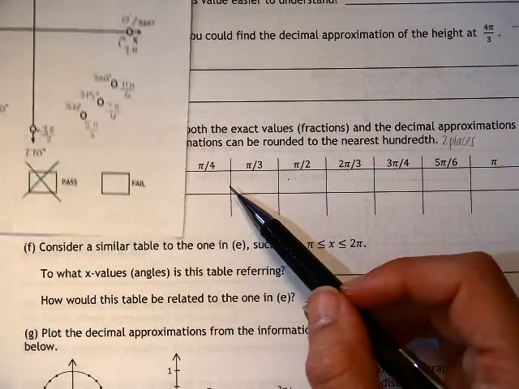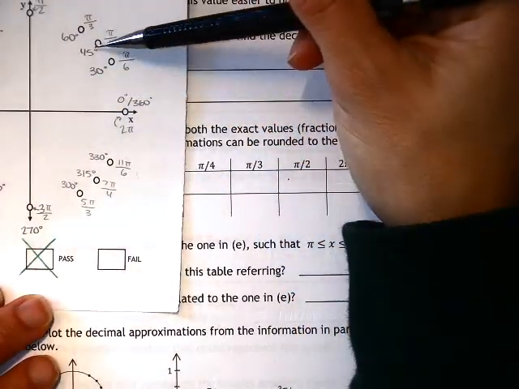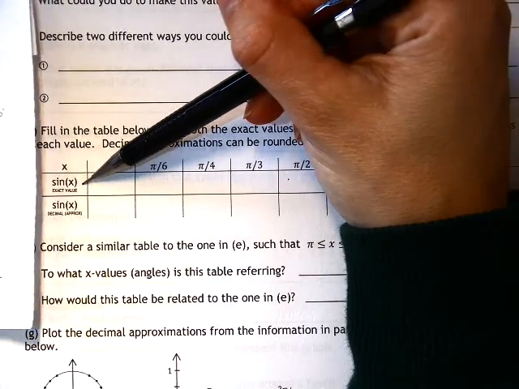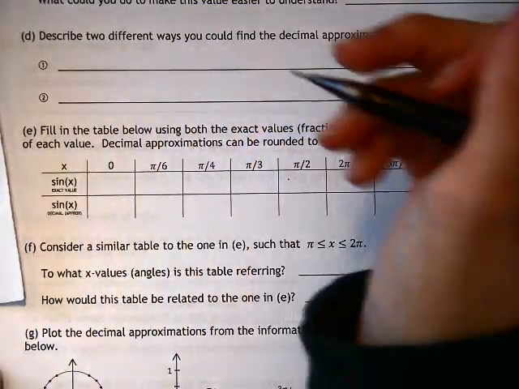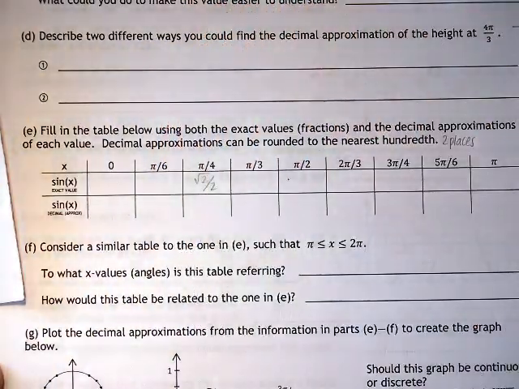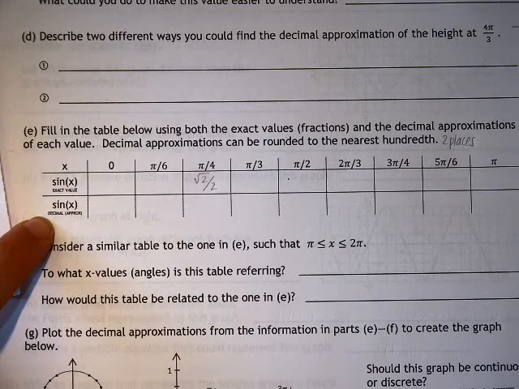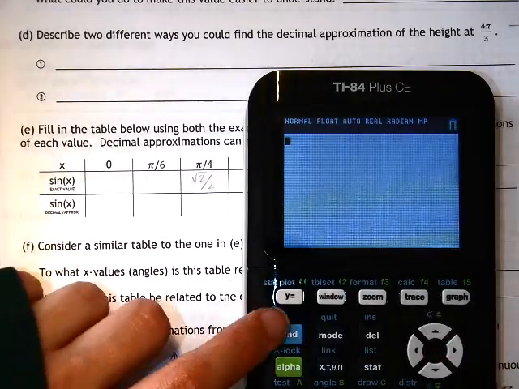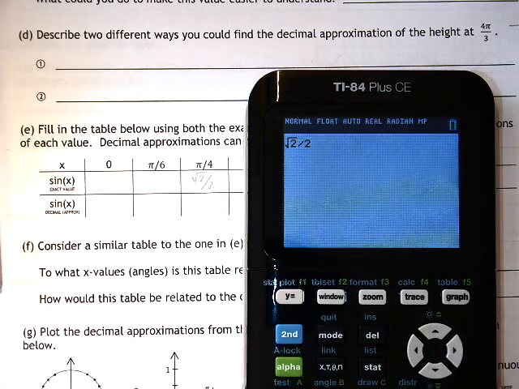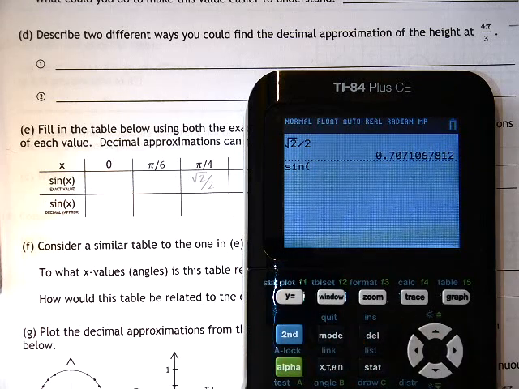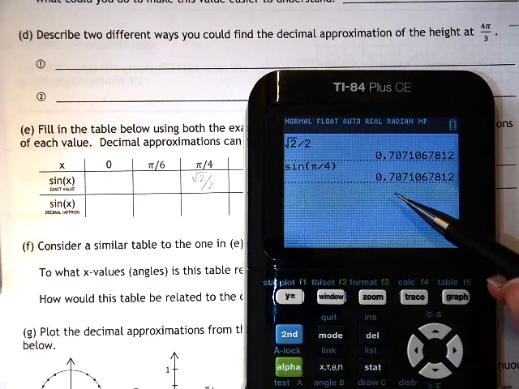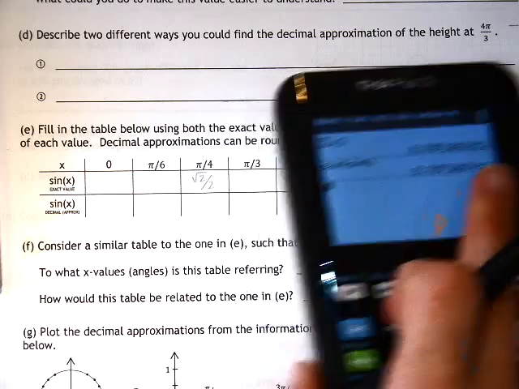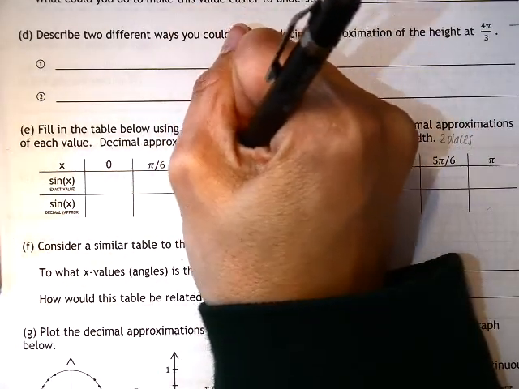So where it says exact value, I'm going to do what I always do. I'm going to find pi over 4. It says specifically sine, so I'm going to do the height at pi over 4. That would be the median length, so root 2 over 2. That's what we call the exact value. The decimal approximation I can get, again, 2 different ways. I can either type square root 2 divided by 2 into my calculator, and it can give me a decimal, or I can type sine of pi over 4, and I can get the same decimal. Either way, the decimal is going to round to 0.71, so I'll write that as my decimal approximation.